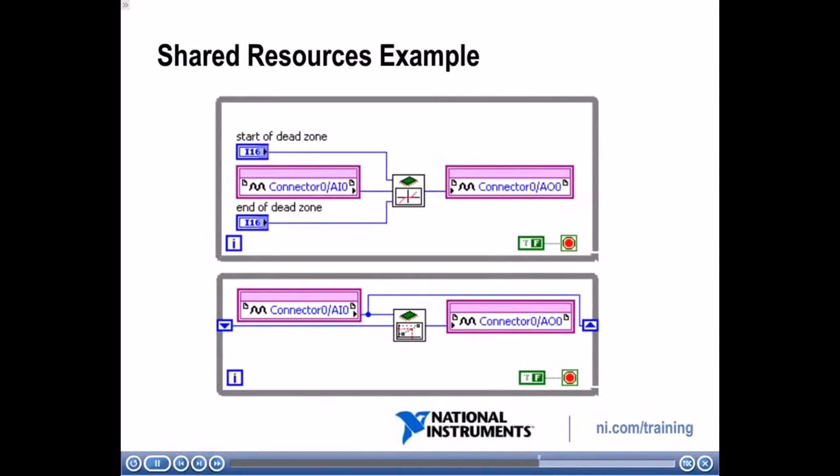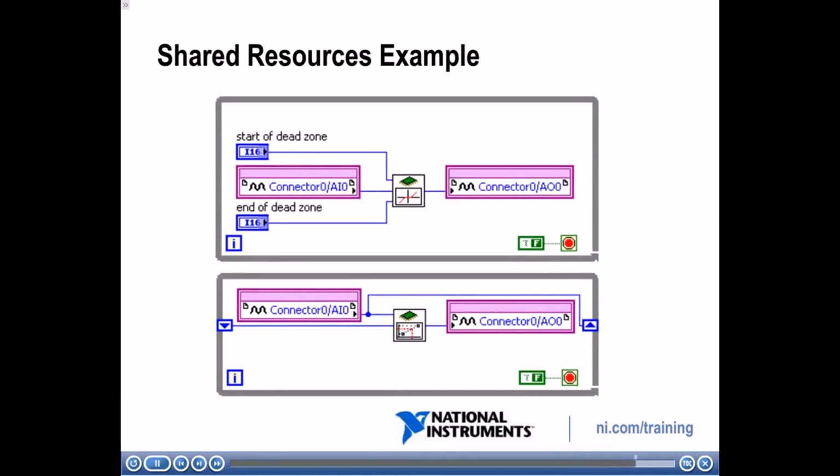So let's take a look at this slide. Can you identify where the shared resources are in this slide? Notice we've got a loop at the top and a loop at the bottom. There are two shared resources here. One of the shared resources is the analog input channel. Notice that both of those loops are accessing analog input channel 0, and the other shared resource is analog output 0. Because both loops are trying to access these resources, they're going to have to wait on each other, because only one loop can access a resource at a time.